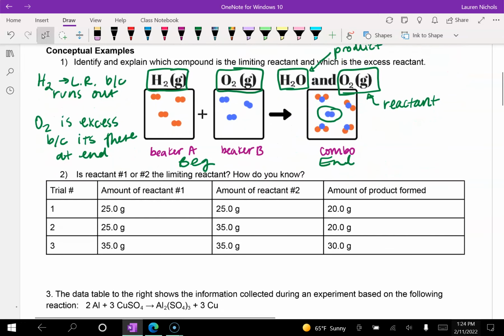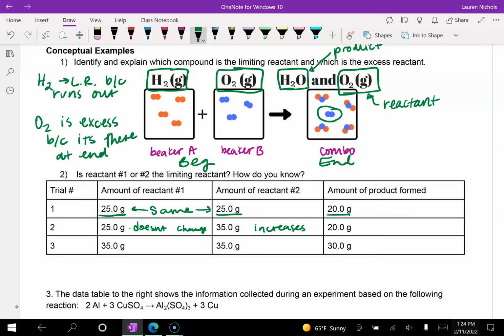Okay, so what about this? What if you're given data, okay? So here we see that they're doing trial 1, trial 2, trial 3. So they're doing the same experiment 3 times. We see that at the beginning, when they start off with the same amount of each, so they have the same amount of both reactants, they produce 20 grams, okay? And in trial 2, the amount of reactant 1 doesn't change, but the amount of reactant 2 increases.